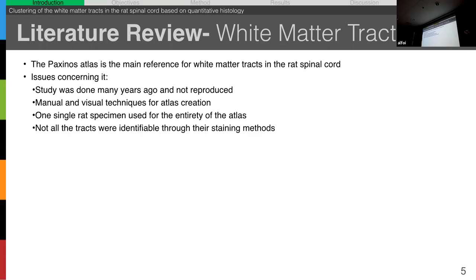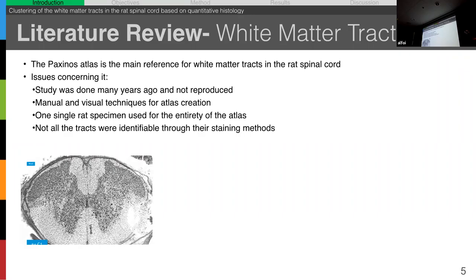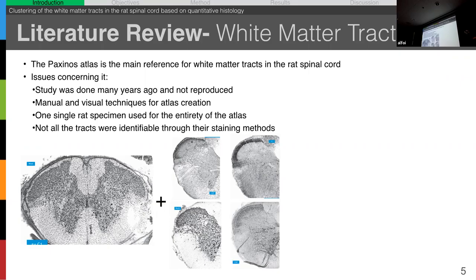And lastly, they weren't even able to identify all the tracts of the white matter. And that's, I think, one of the most important things: even though they did this thorough and exhaustive study, they weren't able to refine everything through the staining techniques, which is important, in my opinion. And so this is an example for the level C1 of their atlas.